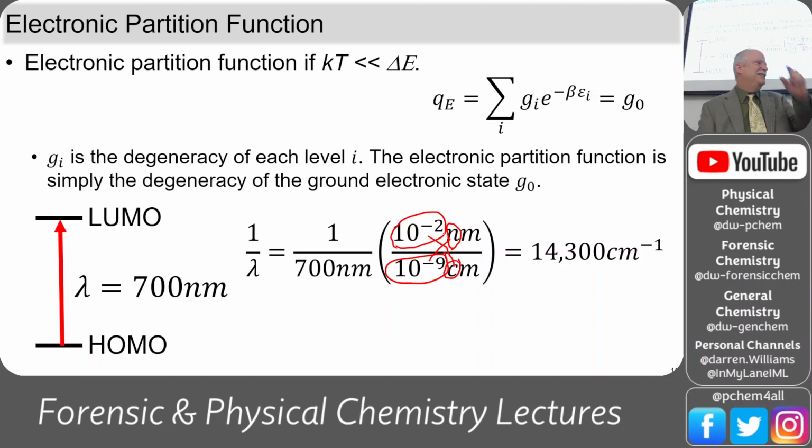Okay. So you don't have to go from nanos up to meters and then meters to centimeters. Okay, that's 2 steps. You can do it in 1 step. If you just do this crisscross, if you have nano on top, you put 10 to the minus 9 on bottom, and centi on bottom, you put 10 to the minus 2 on top. The end result is 10 to the 7th. Okay. And so then we end up with 14,300 wave numbers. And remember, room temperature is around 200 wave numbers.